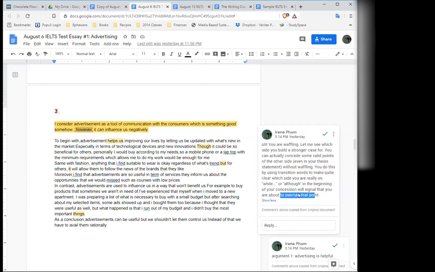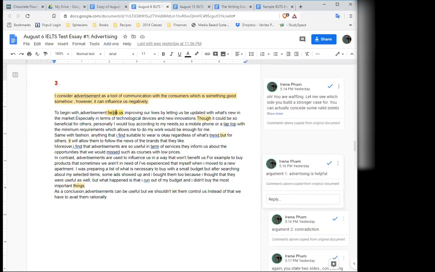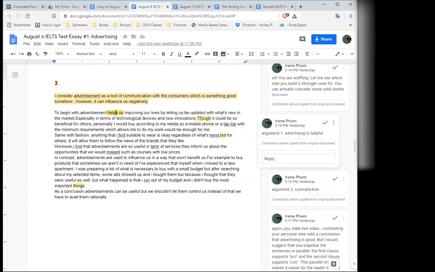Okay, so let me see. I thought I had given an example here, but I guess I thought I had written that sentence. But it would be something like this. Although advertising can influence us negatively, I consider it a tool of communication which is helpful for consumers. Okay, so by simply choosing a different transition word or rephrasing the sentence, you can show that one side is more important than the other, or that your personal opinion bears down on one side rather than another.